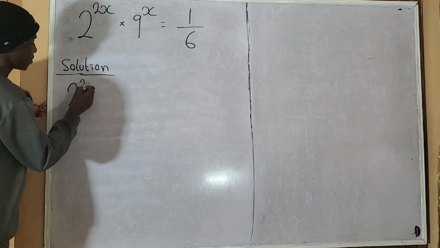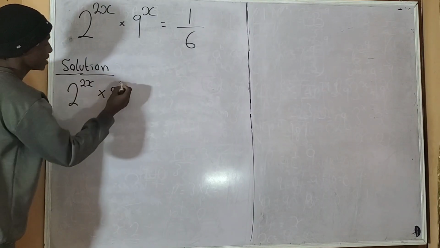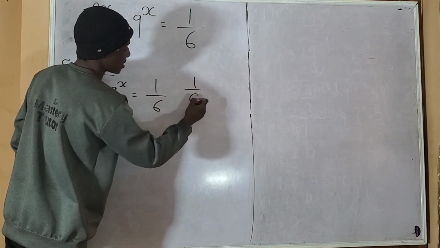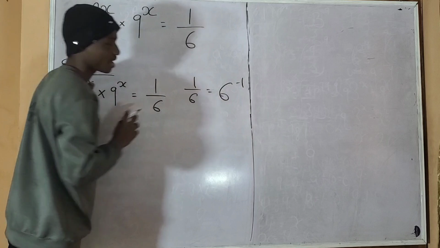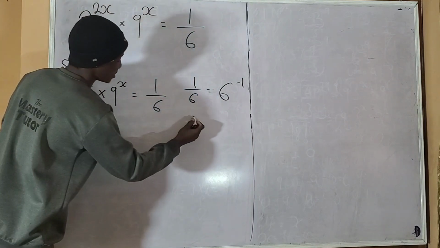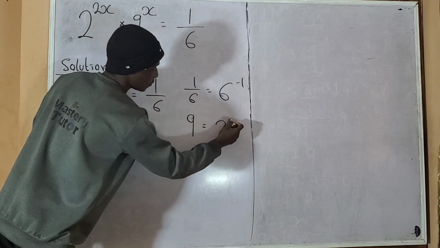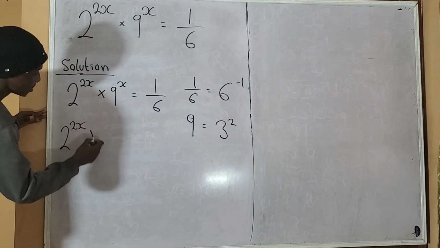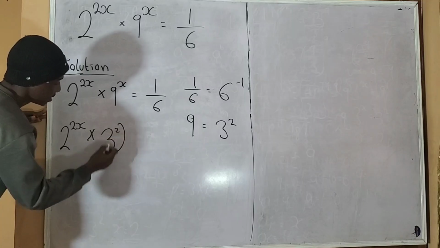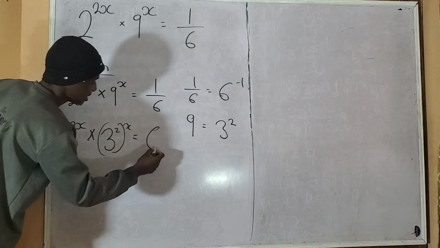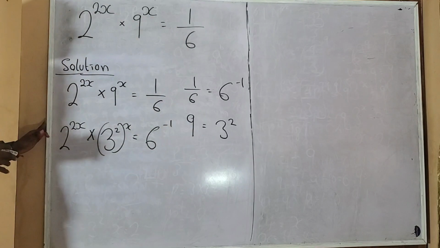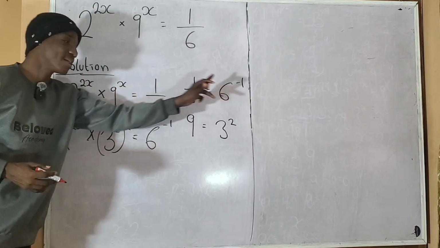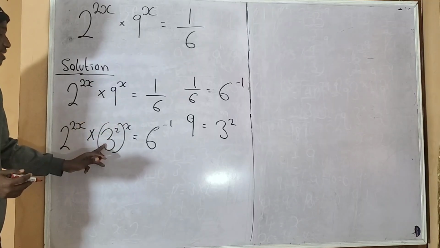We have 2 raised to the power of 2x multiplied by 9 raised to the power of x equals 1 over 6. Do not forget that 1 over 6 can be written as 6 raised to the power of negative 1. Also, 9 can be written as 3 raised to the power of 2. So the equation becomes 2 raised to the power of 2x multiplied by (3 raised to the power of 2) raised to the power of x equals 6 raised to the power of negative 1. All I did was replace 1 over 6 with 6 raised to the power of negative 1 and 9 with 3 raised to the power of 2.